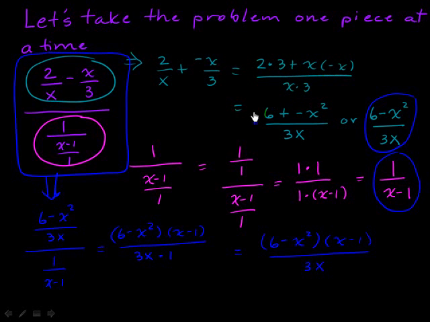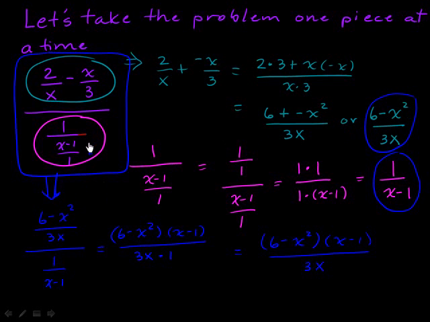Do a little simplification. 2 times 3 is 6. X times a minus x is minus x squared. X times 3 can also be written as 3x. And I just simply got rid of the plus sign and called it 6 minus x squared over 3x. Now that's my numerator. And I'm going to work with that over here. But before I do that, I need to go back to the denominator and see if I can simplify it.